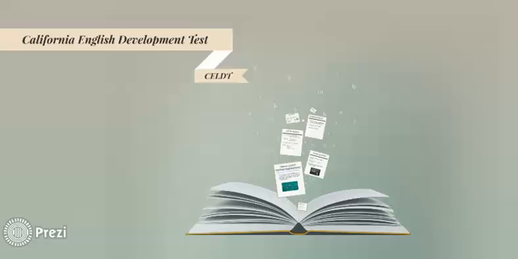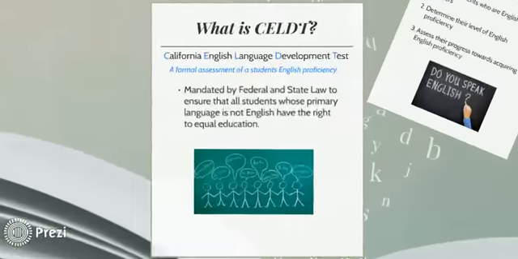I'm a student at the University of La Verne, and this presentation will be going over the California English Language Development Test, also known as the CELDT test or CELT test. The CELT test is mandated by federal and state law to ensure that all students whose primary language is anything other than English will have the right to an equal education.